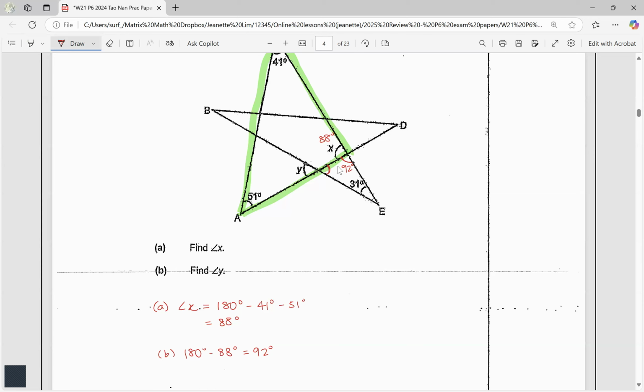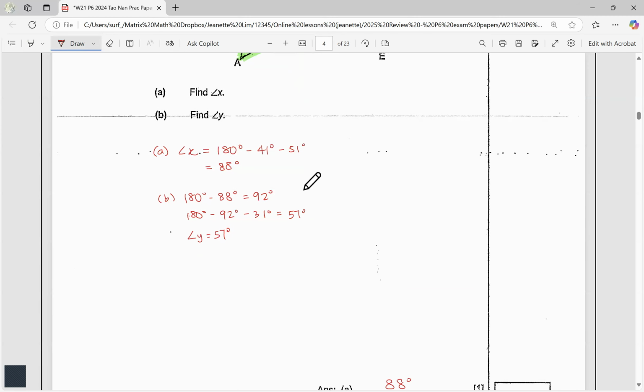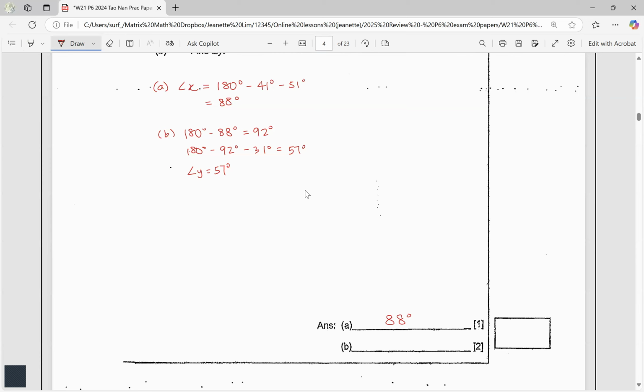Then I'll use angles in a triangle, so 180 minus 92 and 31. That should give us 57 degrees. So angle Y is the same as that angle, vertically opposite angles. So it's also 57. Okay, so answer here, 57 degrees.